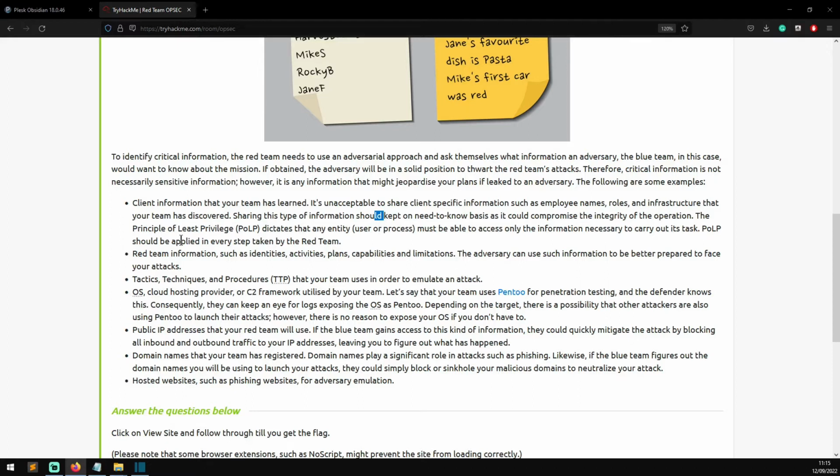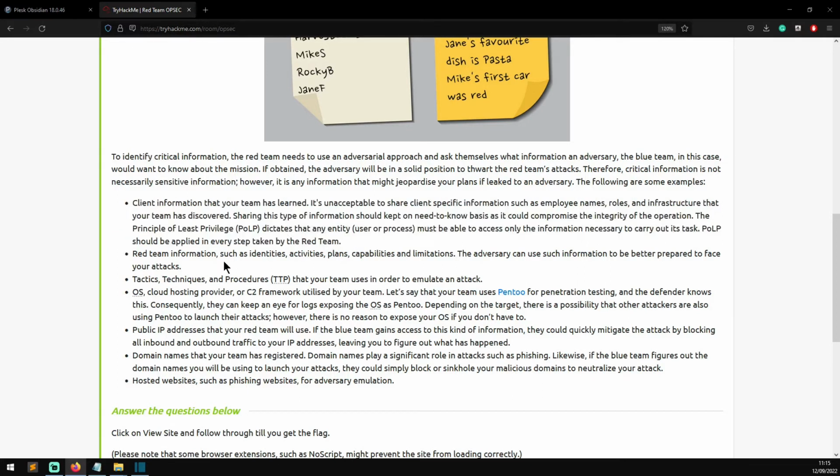The principle of least privilege (POLP) dictates that the entity, user, or process must be able to access only the information necessary to carry out its tasks. The principle of least privilege should be applied in every step taken by the red team.